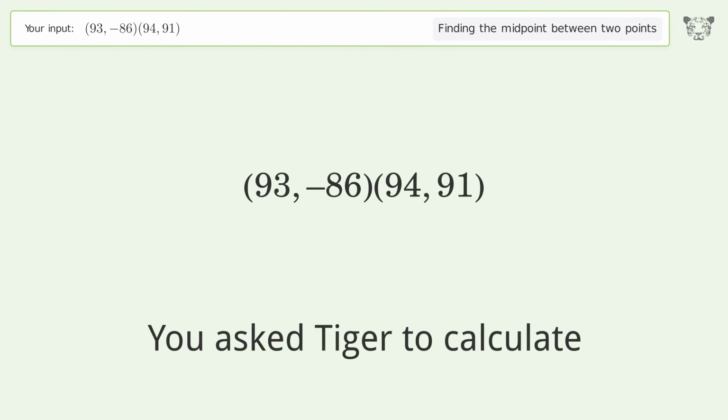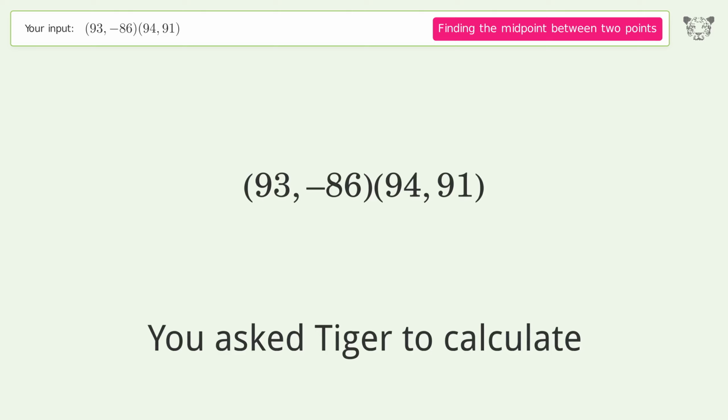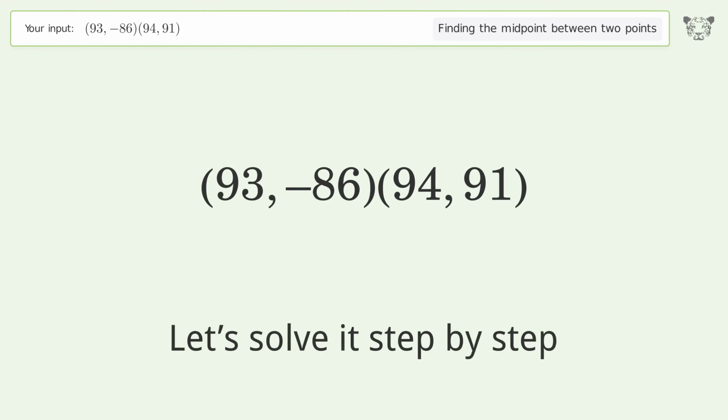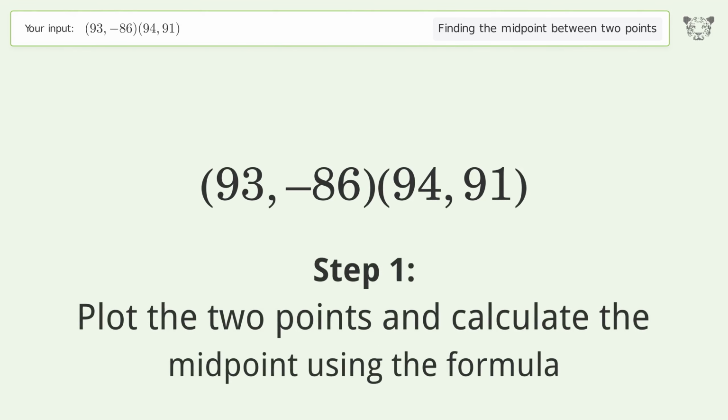You ask Tiger to calculate. This deals with finding the midpoint between 2 points. The midpoint between the 2 points is 93.5, 2.5. Let's solve it step by step. Plot the 2 points and calculate the midpoint using the formula.